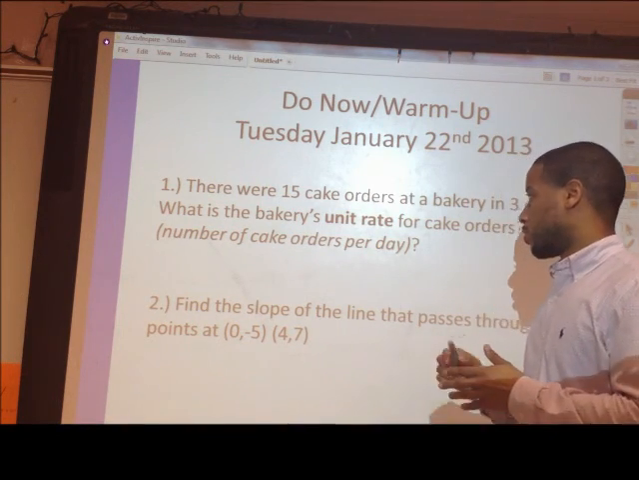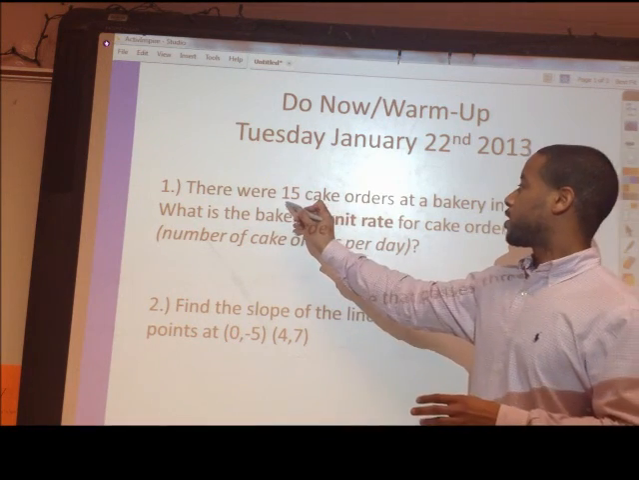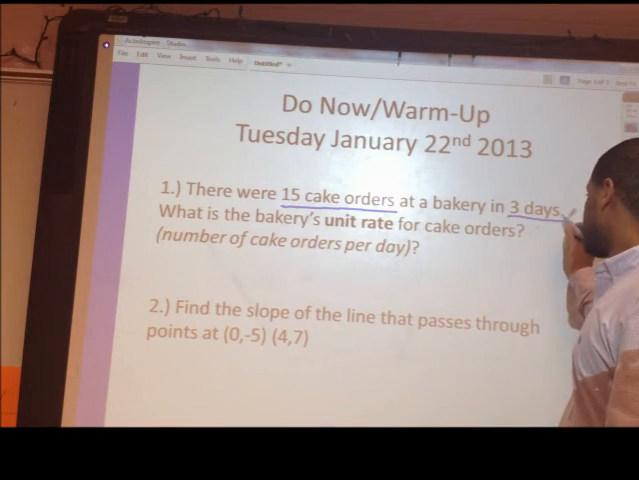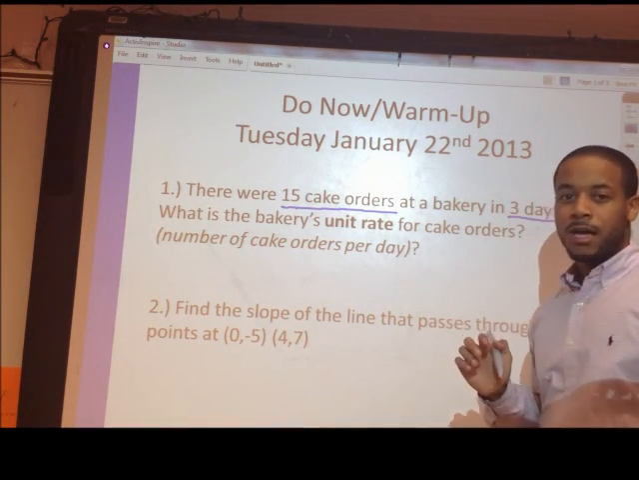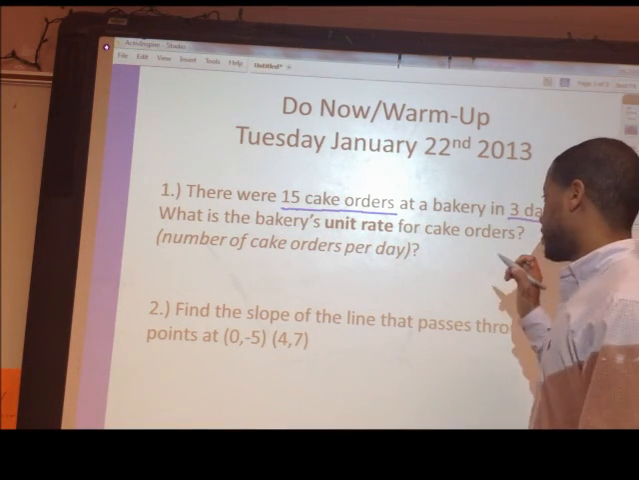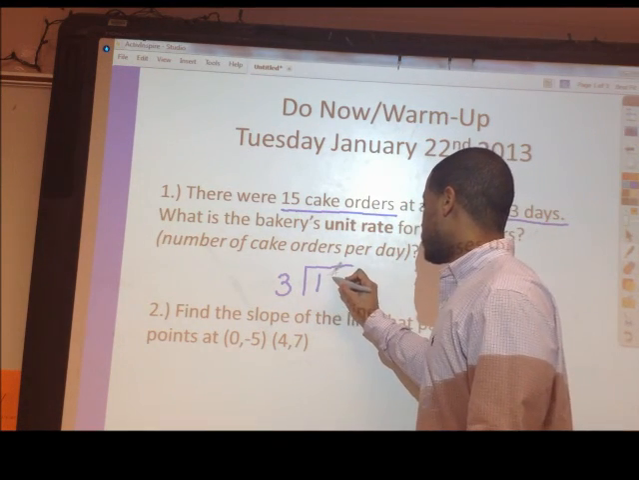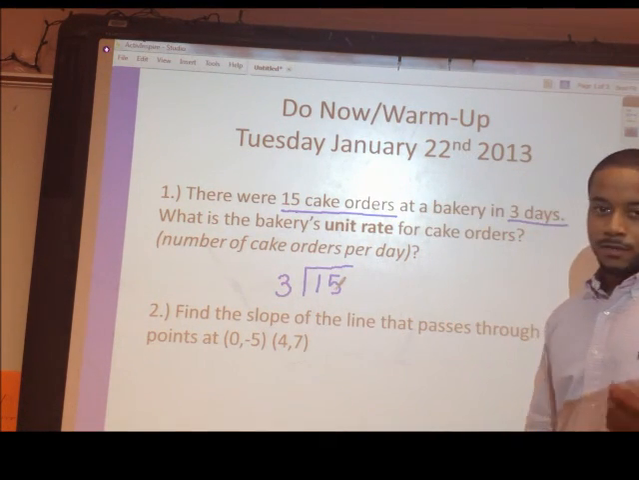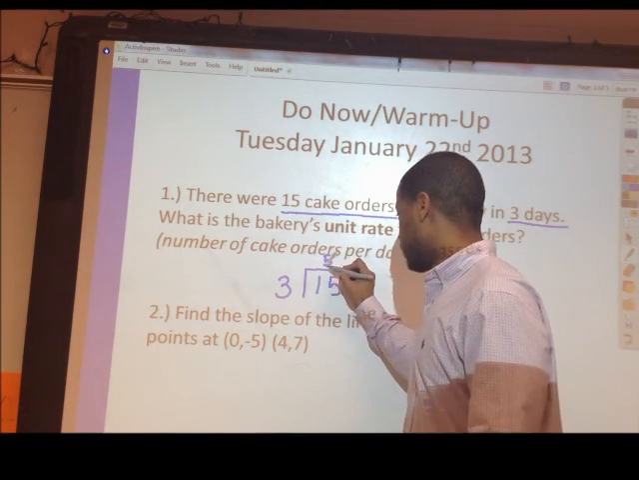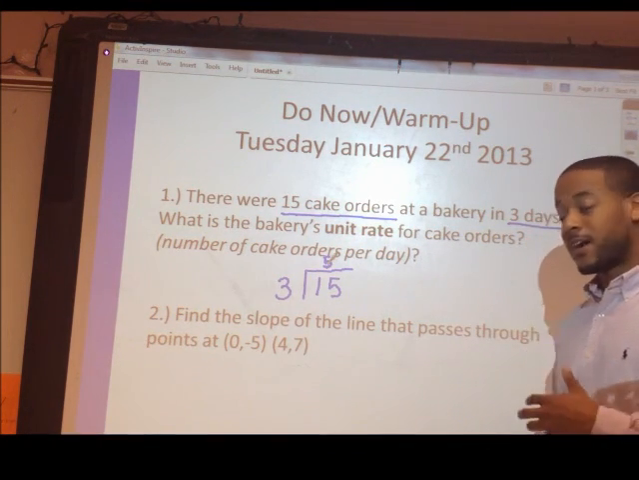So let's look at this. How can we get this down to per 1 unit? They get 15 cake orders in 3 days. How can we figure out how much they get in 1 day? That's right, you're going to divide. We'll divide the total number of cake orders by the number of days. We don't have to do much work. We know 3 into 15 is 5. So our unit rate for the bakery is 5.